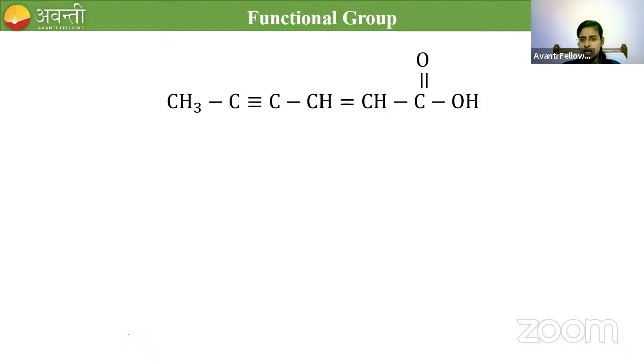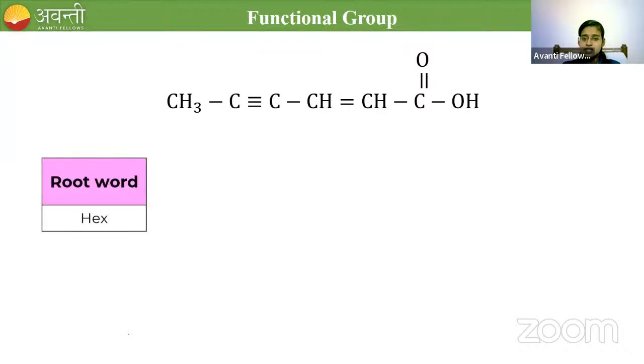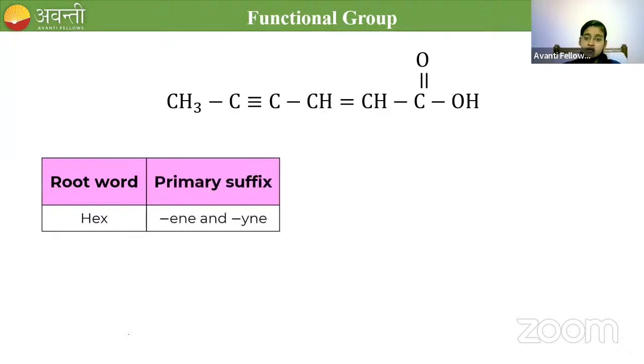How many carbons are we having? We are having 6 carbons, right? So the root word will be hex. The primary suffix will be ene and yne, because we have both a double bond and a triple bond. So it should be ene as well as yne.